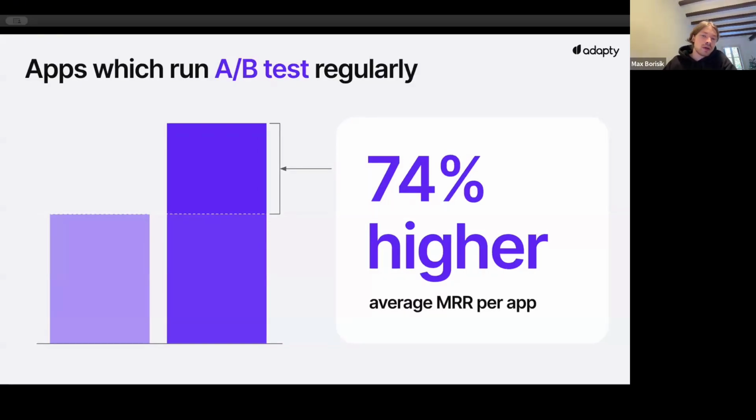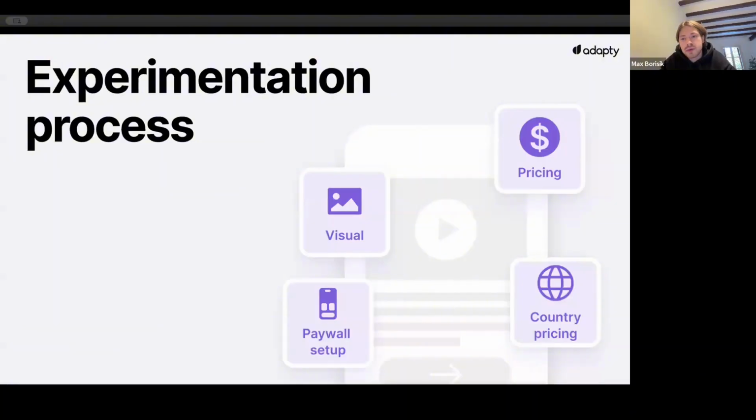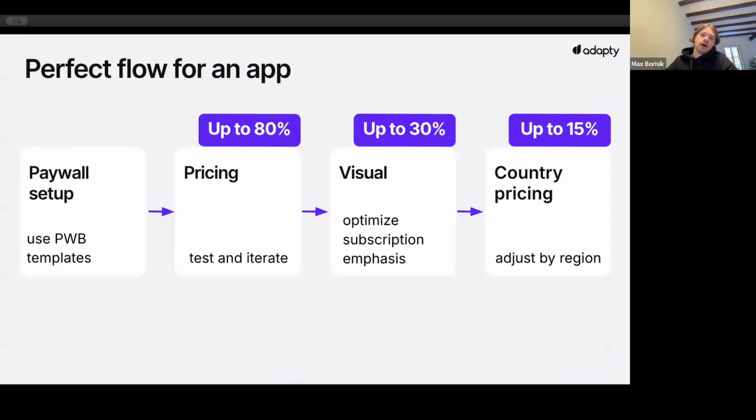So now I want to tell you a little bit about how to do the experiments, because we found out that if you don't do it, it's bad, but you can also do it not that efficiently. So I want to tell you about the experimentation process itself: what you should think about and in which order I recommend going, to get the highest potential and the highest uplift. So the first step is to set up a regular paywall.